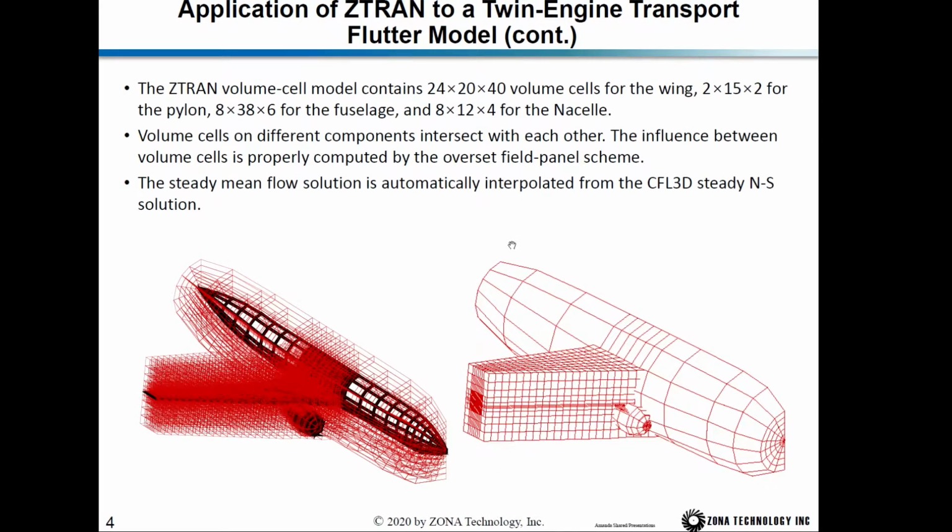On top of the surface panel model, we generate the volume cells. The volume cell model for the twin engine transport model contains 24 by 20 by 40 volume cells for the wing, and that many volume cells for the pylon, the fuselage, and the engine nacelle. Volume cells on different components intersect with others. The interference between volume cells is properly computed by the overset field panel scheme. The steady mean flow solution is automatically interpolated from the CFL3D steady solution.